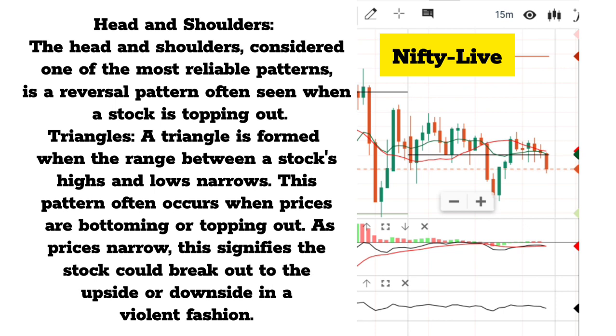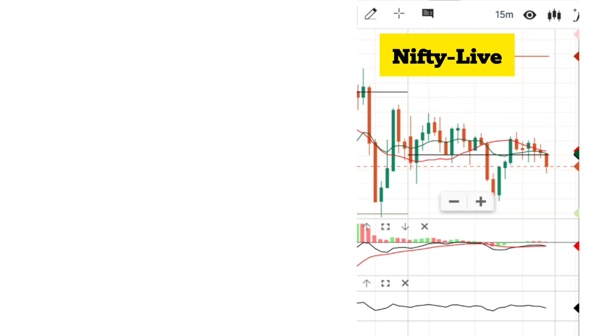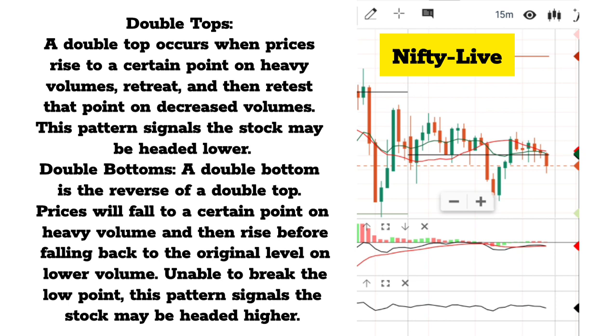This pattern often occurs when prices are bottoming or topping out. As prices narrow, this signifies the stock could break out to the upside or downside in a violent fashion. Double tops. A double top occurs when prices rise to a certain point on heavy volumes, retreat, and then retest that point on decreased volumes. This pattern signals the stock may be headed lower.